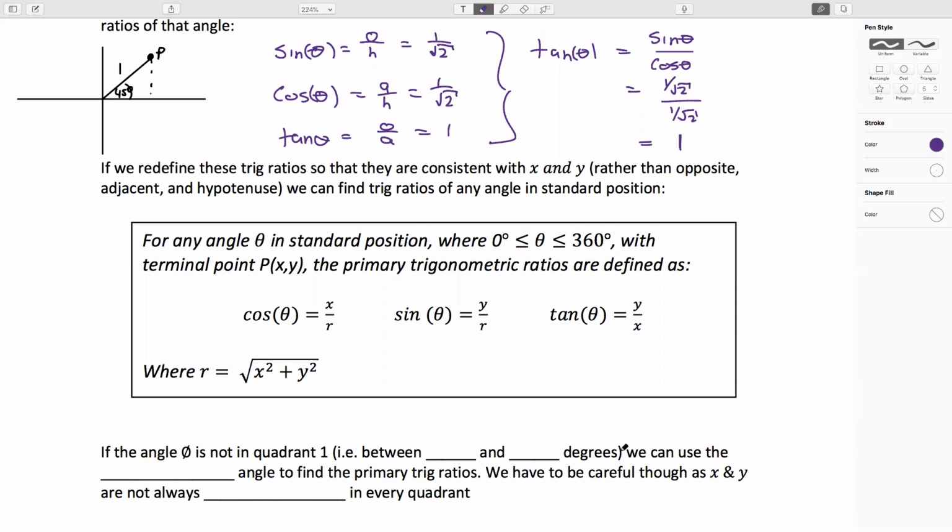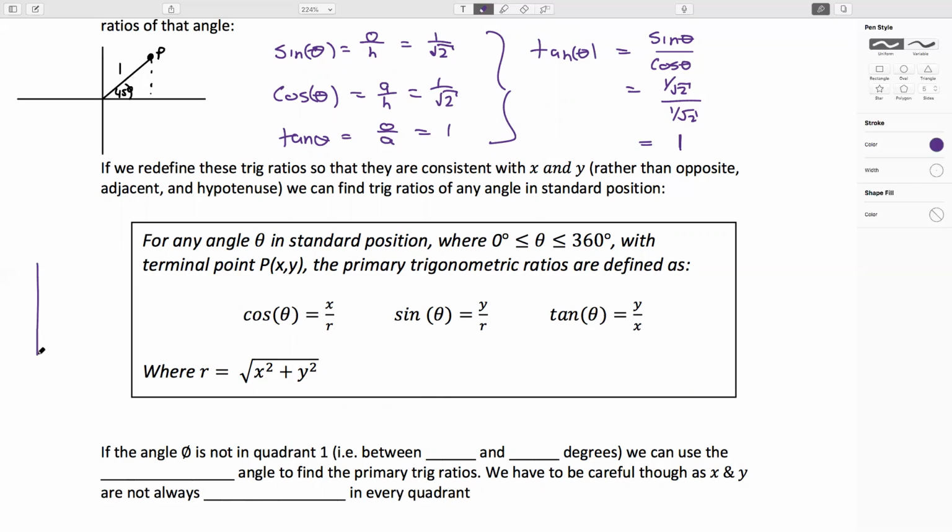All right, if we redefine these trig ratios so that they're consistent with x and y rather than opposite, adjacent, and hypotenuse, we can find trig ratios of any angle in standard position. So for any angle theta in standard position, where theta is between 0 and 360, terminal point P with coordinates x and y, primary trig ratios are defined as cos theta, which is x over r, sine theta, which is y over r, and tan theta, which is y over x. I've literally just taken SOHCAHTOA and labeled the 3 sides x, y, and r.